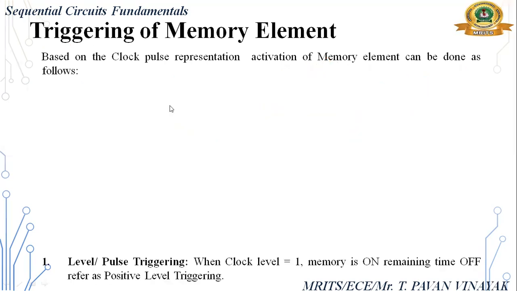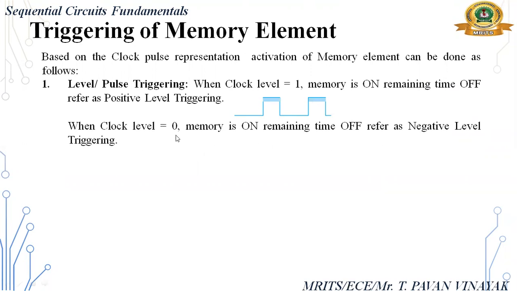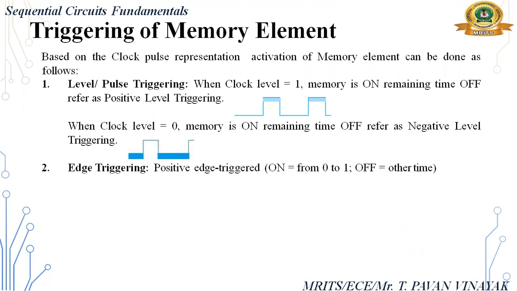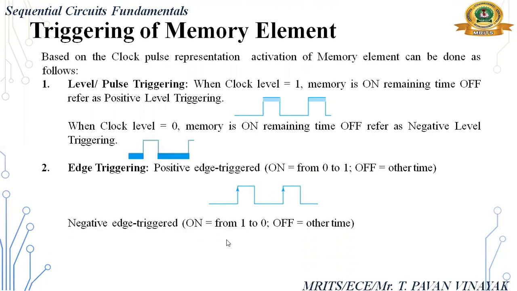So see the types: level or pulse triggering. Whenever the clock pulse is 1, memory is on. Whenever the clock pulse is 0, memory is on, which is called negative level triggering. Next, edge triggering. Positive edge means 0 to 1, and we get an up arrow mark. Negative edge means 1 to 0, so we represent it with this symbol, a down arrow.